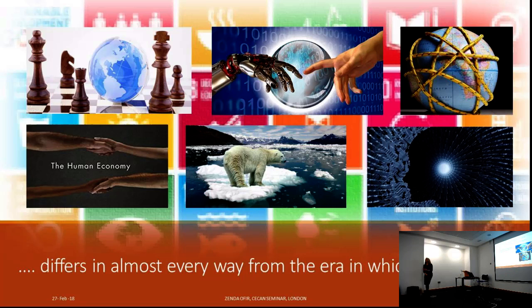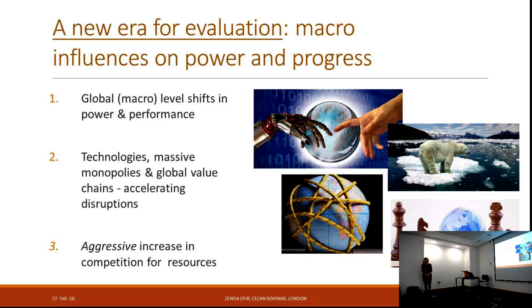So what does this new era mean for us in evaluation? First of all, it means that there are now macro, cross-boundary influences on power in the world and on progress. Now, this doesn't mean that it wasn't there before, of course, but it is now perhaps more visible. But it's also because there are so many shifts in the world. Power has been shifting, resources have been shifting, knowledge has been shifting from west to east, for example. And there are macro influences like climate change and many other things that are now affecting us very visibly. We have massive monopolies, right?